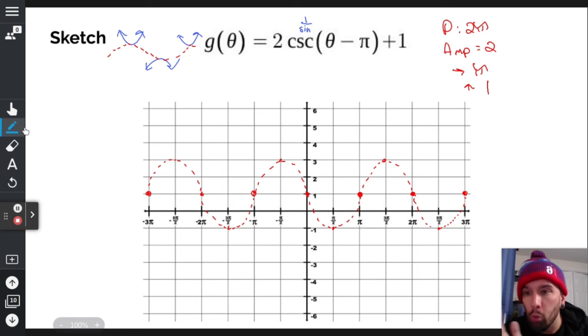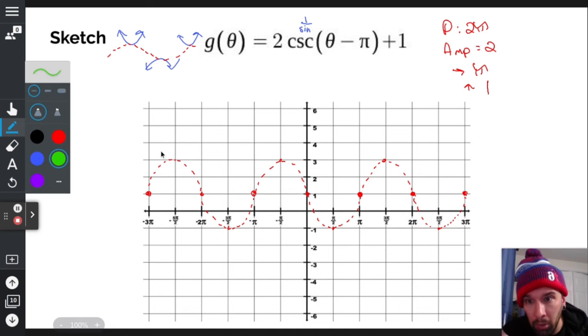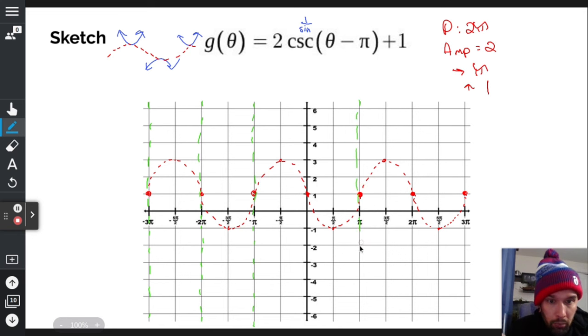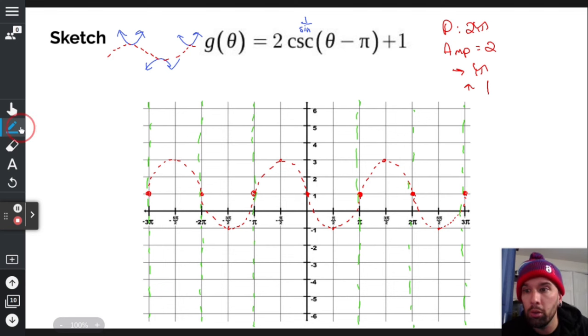If you really wanted to go above and beyond, put your vertical asymptotes right here, where the midline would be. The midline is a line that goes through the middle, goes through the inflection points, goes through where you cross your x-axis, stuff like that. All right. Almost done. And then I can graph my actual graph, which is not going to look good.